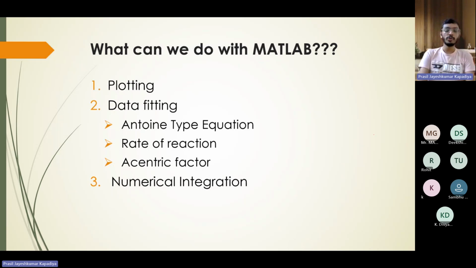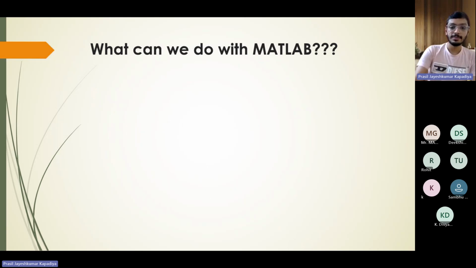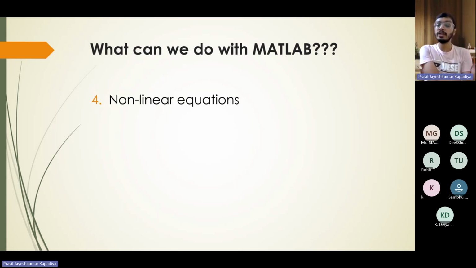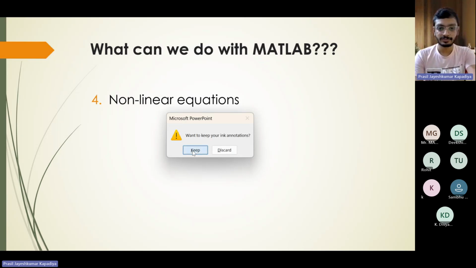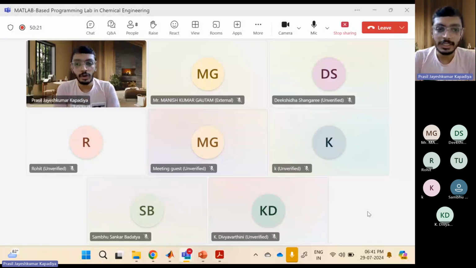Okay, then you can also do numerical integration. So there are various rules, Simpson's one-third rule, what are the other rules? Can anyone tell me? Trapezoidal rule, Simpson's one-third rule, and Simpson's 3/8 rule, right? At least those who are preparing for GATE, they know. Okay, then we deal with nonlinear equations. So one example of nonlinear equation from chemical engineering thermodynamics. Anyone?